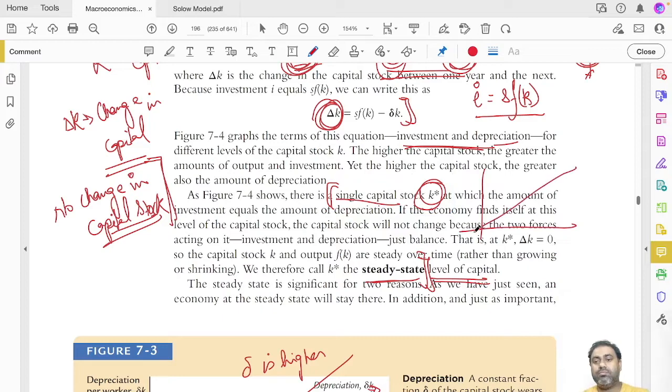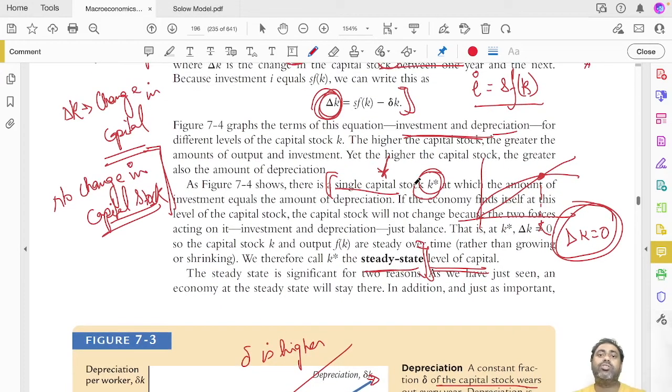Okay. So this is a single point, your K star, where delta K is equal to zero. There is no other point. So single capital stock means there is just a single amount of capital at which the depreciation rate is equivalent to the new capital induced. And this is where we say that the change in capital stock is zero. Change in capital stock per labor is zero.